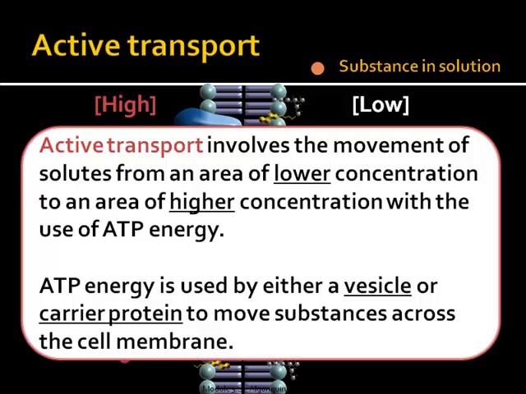Active transport involves the movement of solutes from an area of lower concentration to an area of higher concentration with the use of ATP energy. ATP energy is used by either a vesicle or a carrier protein to move substances across the cell membrane.